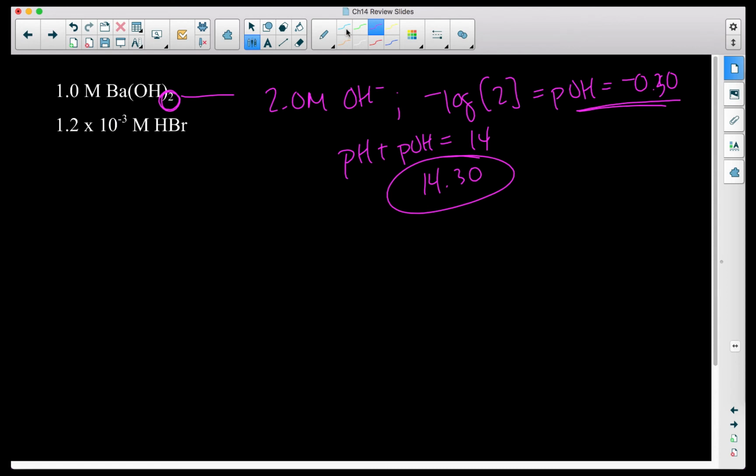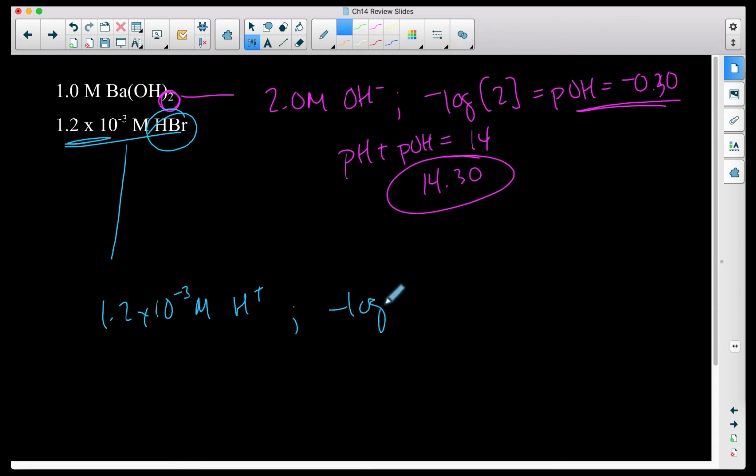Okay, next up we have this, where if we want to do pH, we need to know the H concentration. This is going to dissociate at a 1-to-1 ratio, which means that I have 1.2 times 10 to the negative third molar H plus. So we're just going to take the negative log of 1.2 times 10 to the negative third, and that's going to give me my pH, which is equal to whatever is in the answer key.